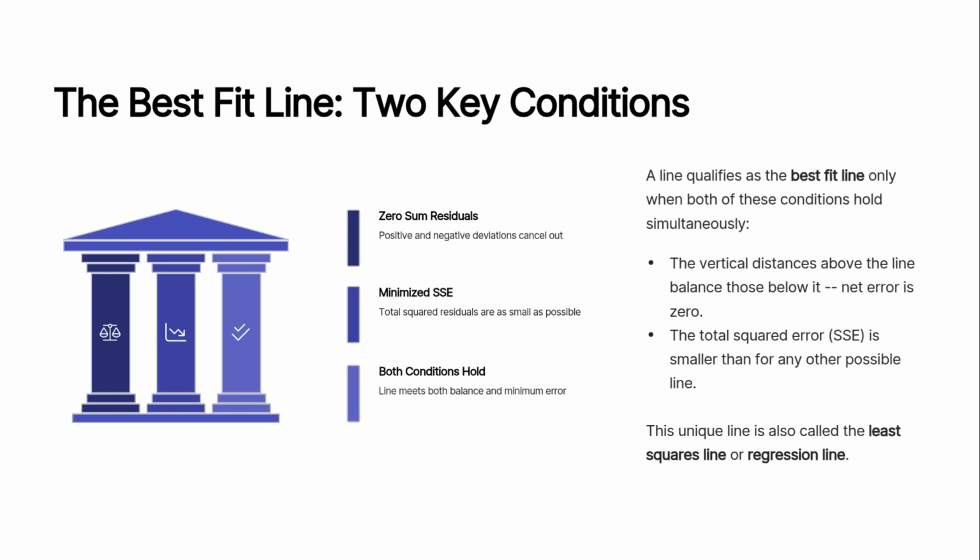The best fit line, also known as the regression line or least squares line, is the line that best represents the relationship between the independent variable x and the dependent variable y. Its purpose is to provide the most accurate prediction of y based on the available data. For a line to be considered the best fit line, two important conditions must be satisfied.